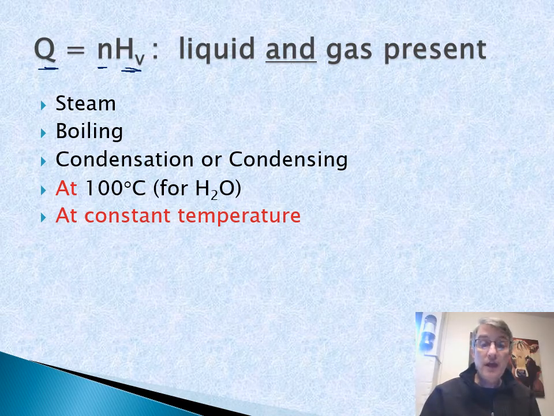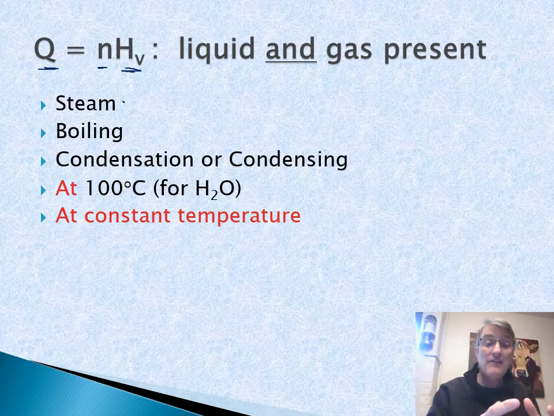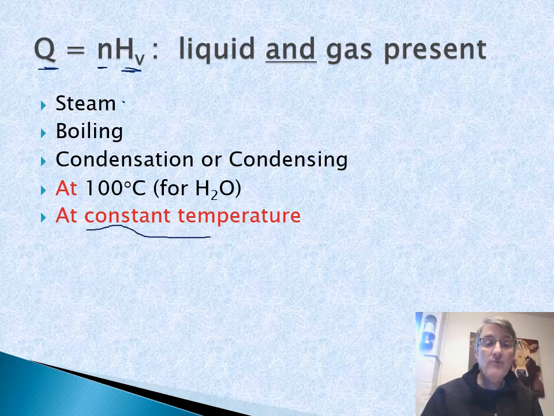You can look at words in the problem like boiling or steam. If we're going the other way, we're condensing. So we're taking the gas and we're condensing it into a liquid. For water, this happens at 100 degrees. Again, constant temperature here, so no MC delta T, just n times HV.